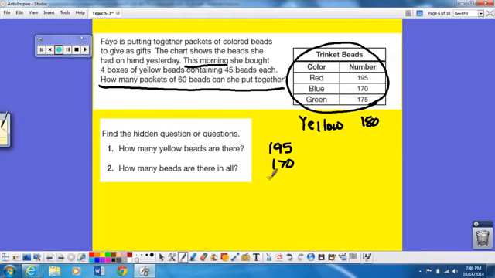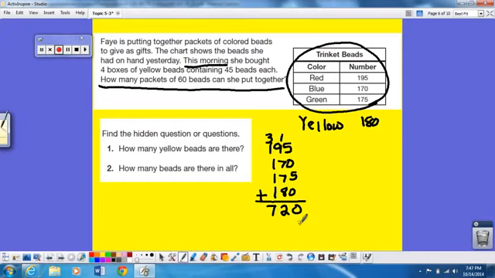With addition, it's okay to stack up all these numbers to see what they equal. Subtraction would not be okay, but with addition, it's totally fine. 5 plus 5 is 10. 9 plus 1 is 10, plus 7 is 17, plus 7 is 24, plus 8 is 32. Put down my 2, carry my 3. 3, 4, 5, 6, 7.